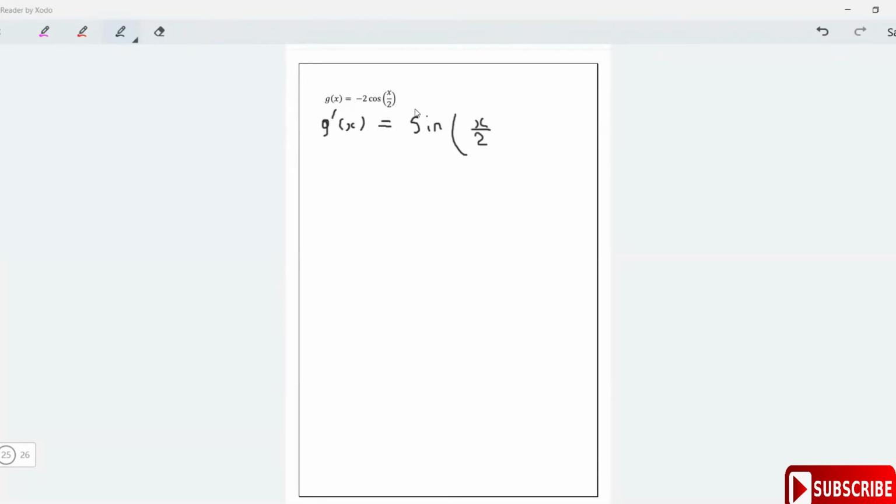Just want to check again. We would differentiate cos, we get sine x over 2 times a half times minus 2, half times 2 is 1. So this is what we're supposed to get. G prime of x is sine x over 2. Let's see if that's what we're going to get using limits from first principle.